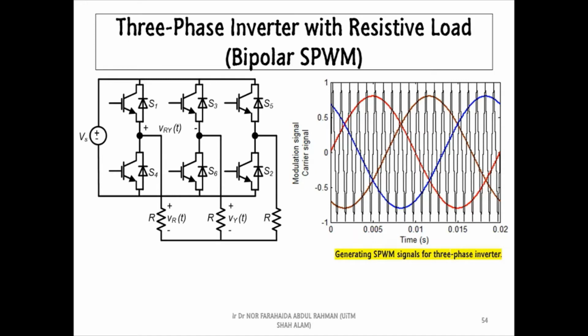Control pulses generated by comparing the signals will be applied to the top switches. Meanwhile, the bottom switches will be controlled using the inverted control pulses. Thus, the top and bottom switches at the same leg will not turn on simultaneously.